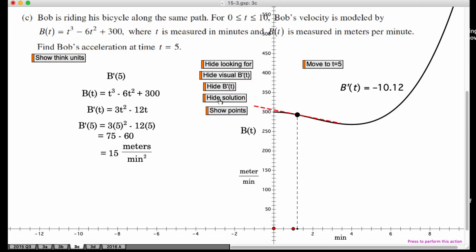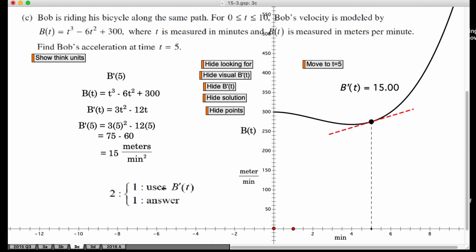Just to show you, I can move it to time t equals 5, and here's the slope of this function. Another way of looking at this is the slope of this tangent line, which is change in y over change in x. In this case the change in y is meters per minute divided by change in x, which is in minutes. So that gives meters per minute squared, which is also acceleration.